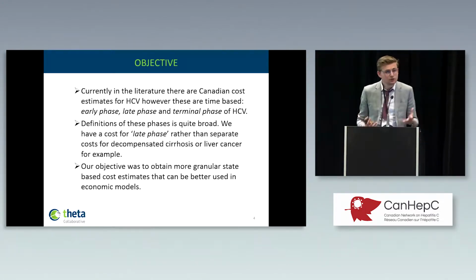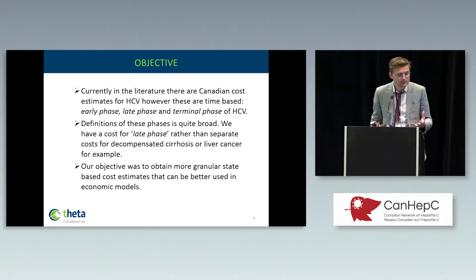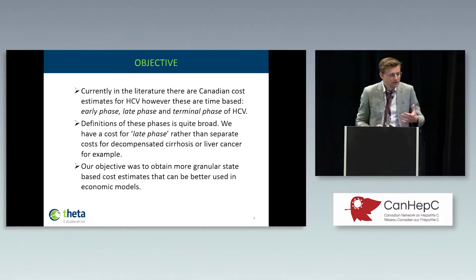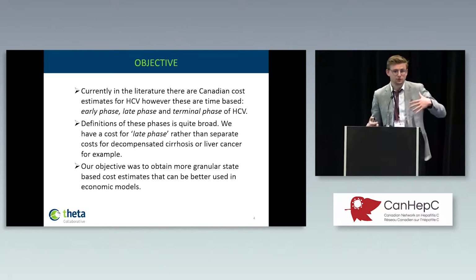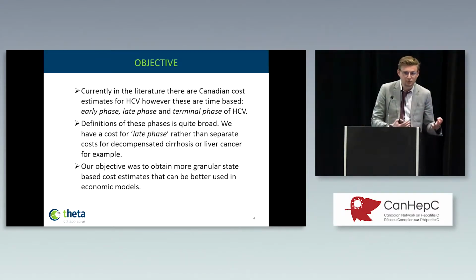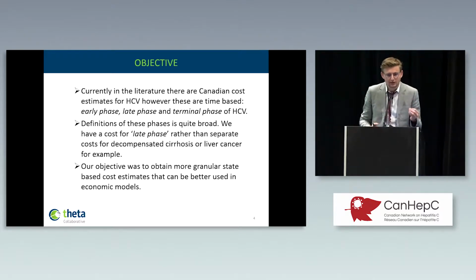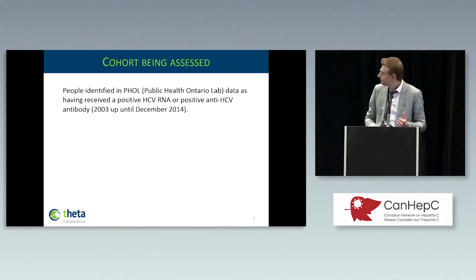Currently in the literature, we do have Canadian cost-based estimates, but these are time-based. So we know what the cost of the early phase of disease is, the late phase of disease, and the terminal phase. The problem is that the definitions of these phases are very broad. If you take the late phase, for example, that includes everyone who has advanced liver disease. That includes individuals with compensated cirrhosis, decompensated cirrhosis, those with liver cancer, and those receiving a liver transplant. And of course, the cost of each one of those is going to be very different. So our objective was to obtain a much more granular level of detail, which could be used in economic models to produce more accurate results.